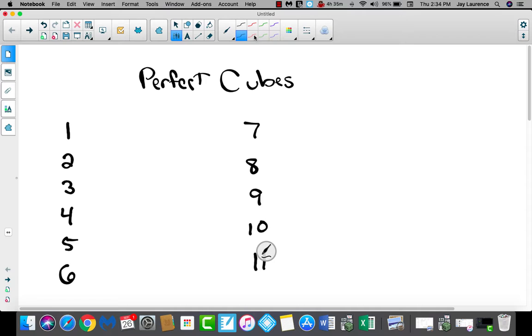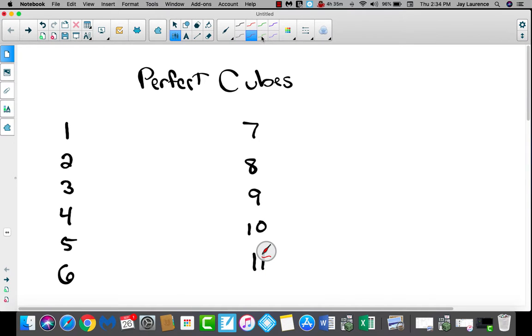Some of you have been out of school a little bit, and I wanted to talk about the perfect cubes. Remember that we have a verbal quiz on the perfect cubes. What are perfect cubes? Well, if n is one of these numbers, 1, 2, 3, 4, 5, 6, 7, 8, 9, 10, the cubed number means that number to the third power.